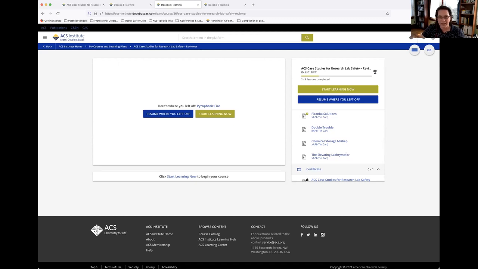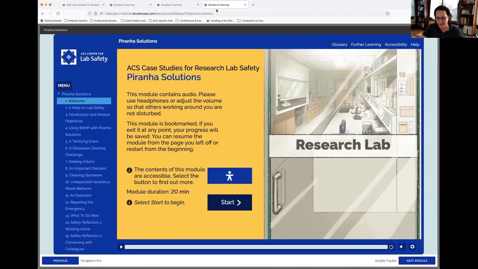So now let's go ahead and jump into one of our case studies. We're going to use piranha solutions for this example. Throughout these case studies, we provide learners a framework for thinking through real-world examples and invite the learner to reflect on the incident throughout. We also strongly encourage learners to use these case studies to engage in conversations about these issues with their PIs, colleagues, and others in their institutions.